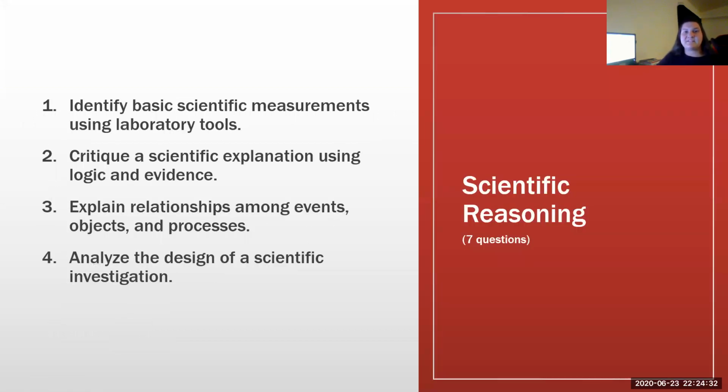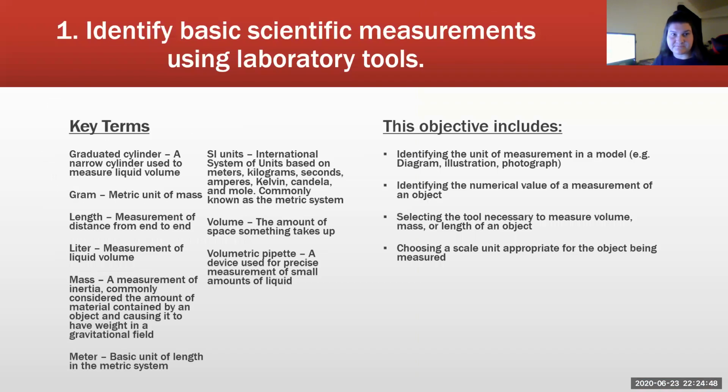Okay, now scientific reasoning. 7 questions. You have to identify the scientific measurements for using laboratory tools, critique scientific explanation using logic and evidence, explain relationships among events, objects, and processes, analyze the design of a scientific investigation. So, identify basic scientific measurements using laboratory tools. These are just basic lab tools and the measurements that we would take using them.